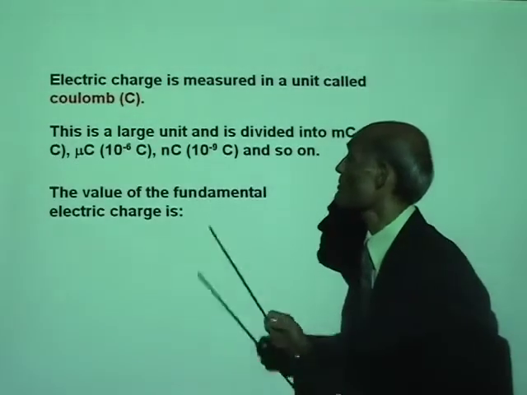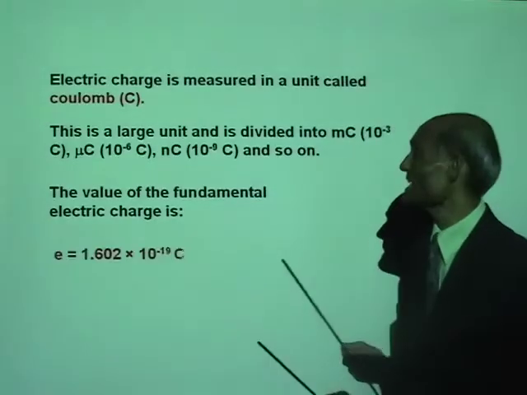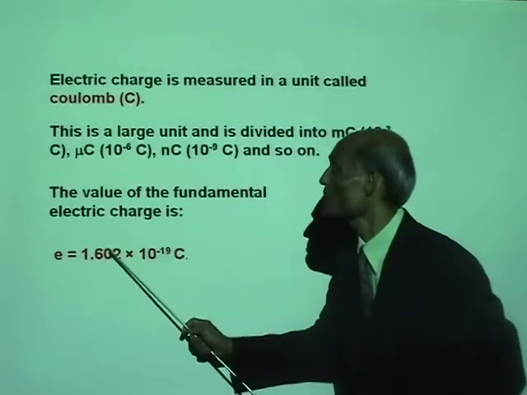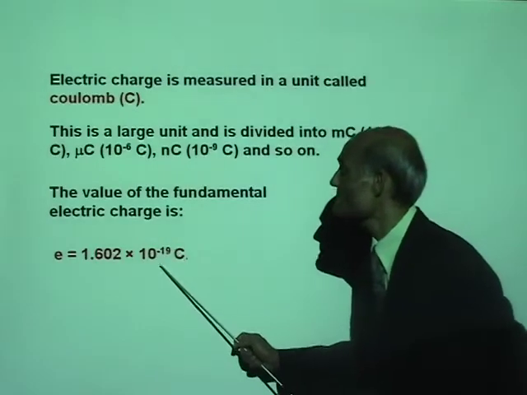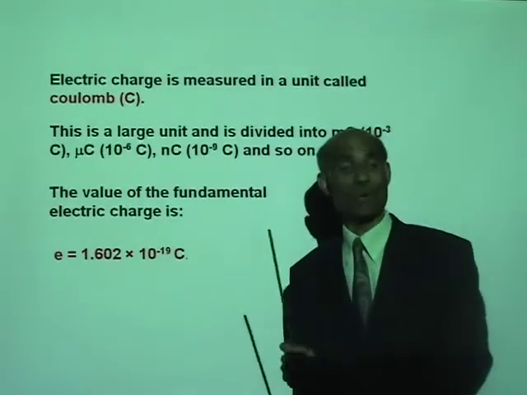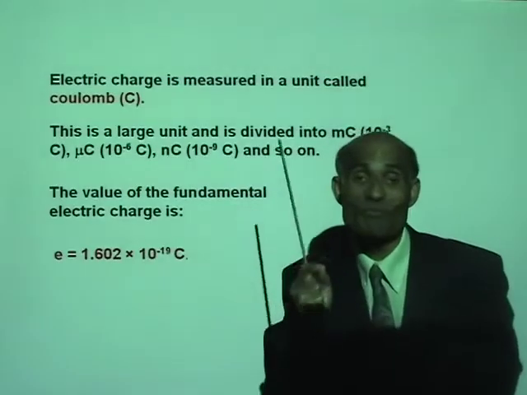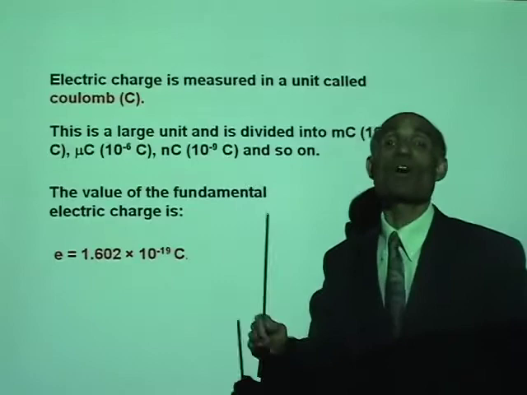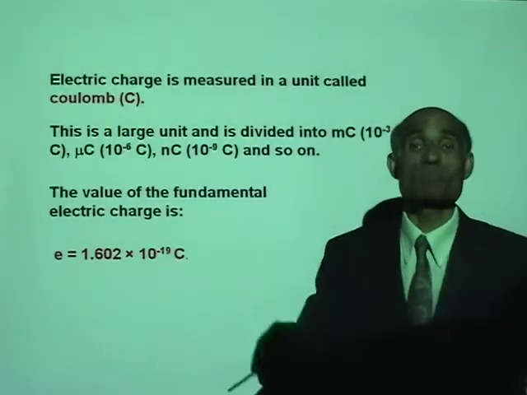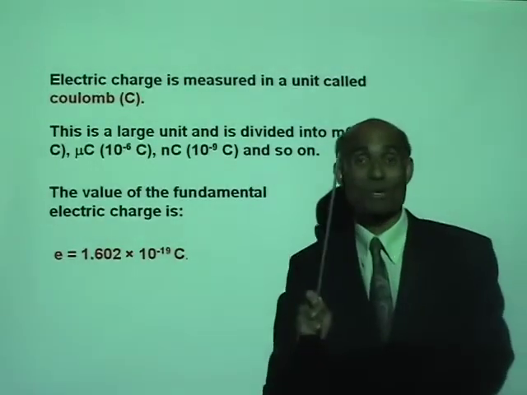The value of the fundamental unit of charge is e equal to 1.602 times 10 to the power of negative 19 coulombs. It's a very small value. You need a very large number of electrons to make up 1 coulomb of charge.